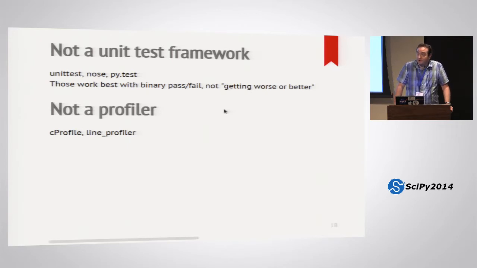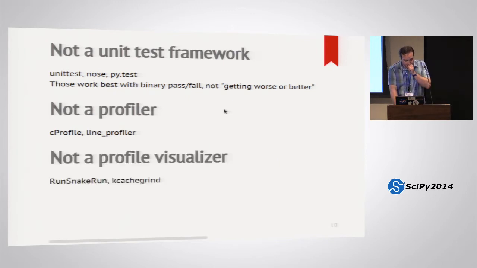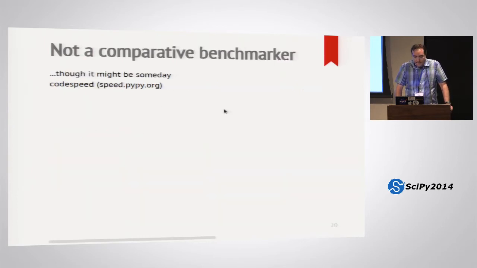It's not a profiler, so it's not going to tell you why something is getting slower, right? You still need to use a separate tool. I'm not reinventing that wheel to answer those questions. It's not a profile visualizer like RunSnakeRun or KCachegrind. Again, those tools already exist in Python. They work pretty well. Why reinvent that?